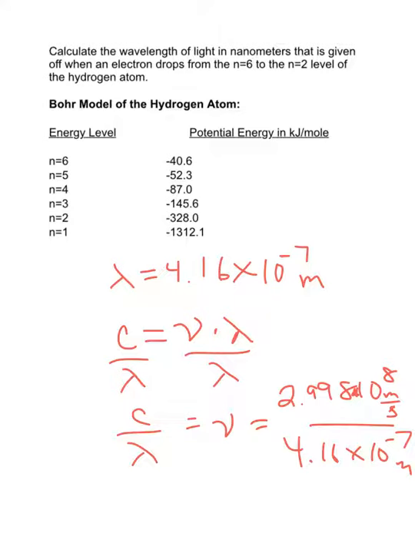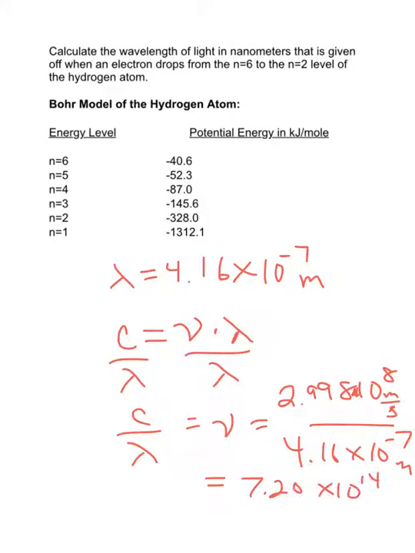Divided by 4.16, second function exponent, negative 7. So it's 7.1989, or 7.20 times 10 to the 14th.